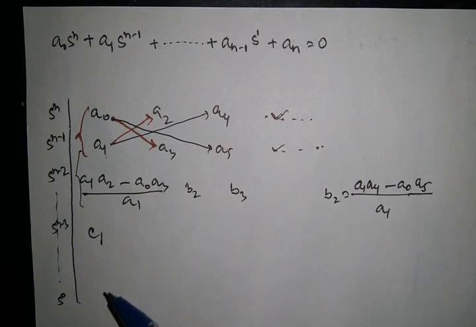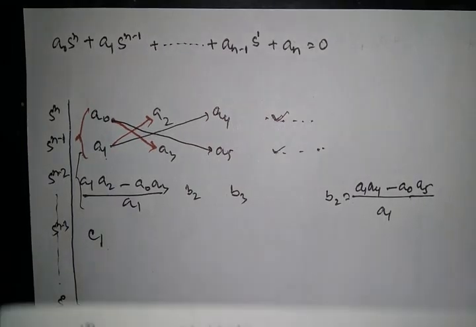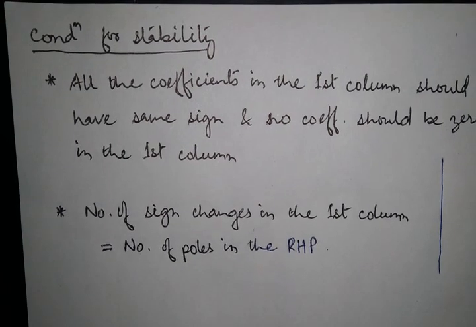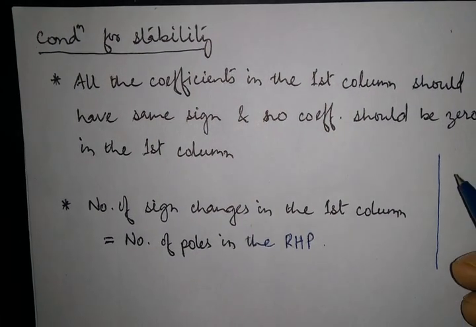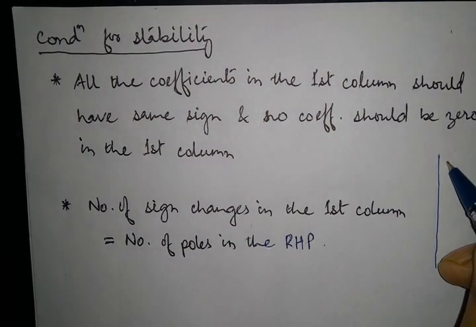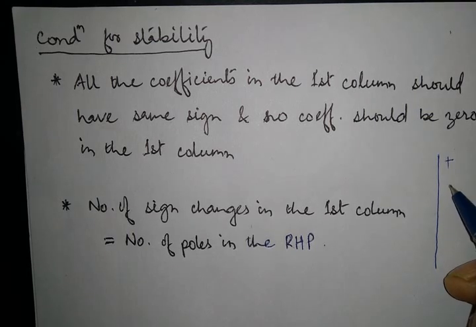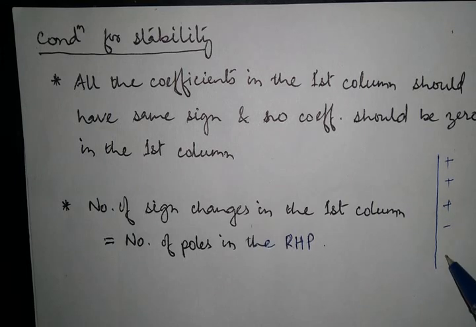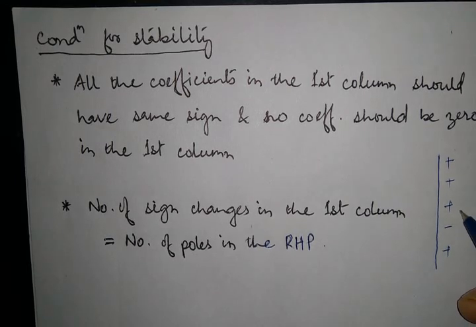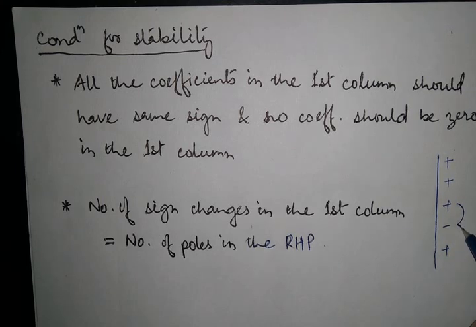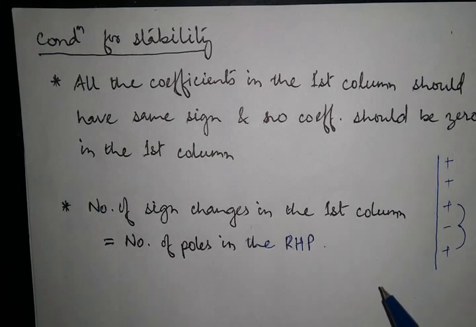According to this criteria, the number of sign changes in the first column is equal to the number of poles in the right half of the S-plane. That means if the elements have signs positive, positive, then negative, then positive, here there are two sign changes, positive to negative and negative to positive. Two sign changes mean two poles will be in the right hand side of the S-plane.